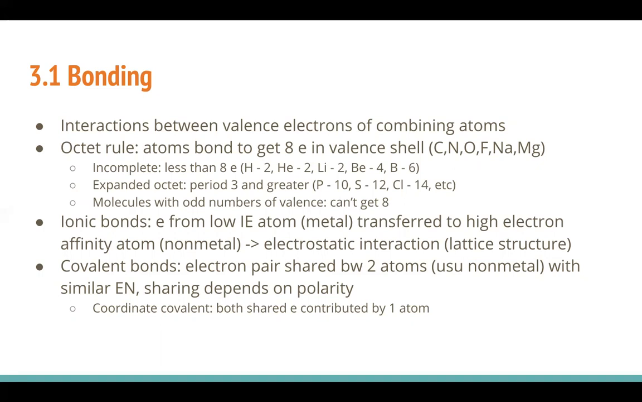Okay, so we'll talk more about ionic and covalent bonds, but just know that ionic bonds are almost always between metals and nonmetals, and covalent bonds are just electron pairs shared between 2 atoms, and they're almost always nonmetals. And the degree of sharing depends on polarity, and we'll be talking a lot about this in this chapter.